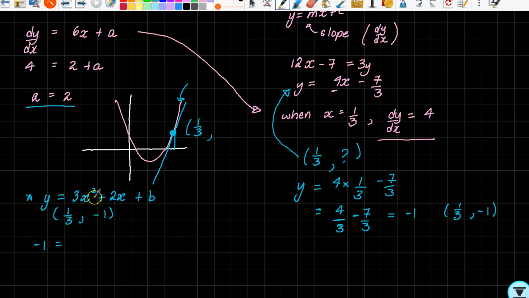3 times 1/3 squared. 1/3 squared is 1/9, times 3 is 1/3, plus 2/3 plus b. So what do we got there? 1/3 plus 2/3 is 1. So b therefore is minus 2.